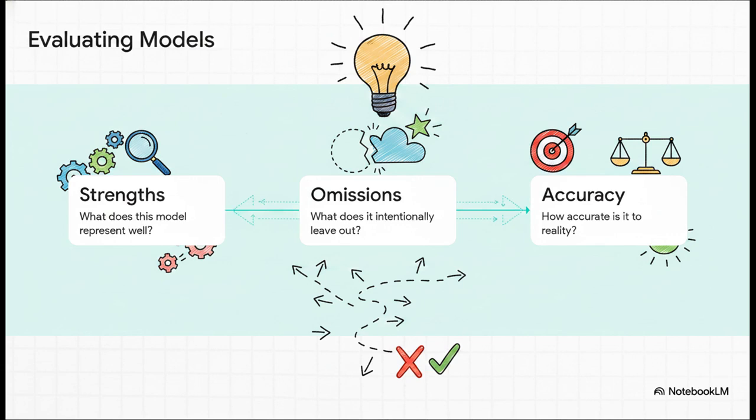When evaluating models, we walk step by step through 3 very specific questions. First, what does this model represent well? Second, what does it intentionally leave out? And third, how accurate is it compared to actual reality? Walking through these exact questions is how scientists judge when a model is truly appropriate to use and when it might just be leading us completely astray.